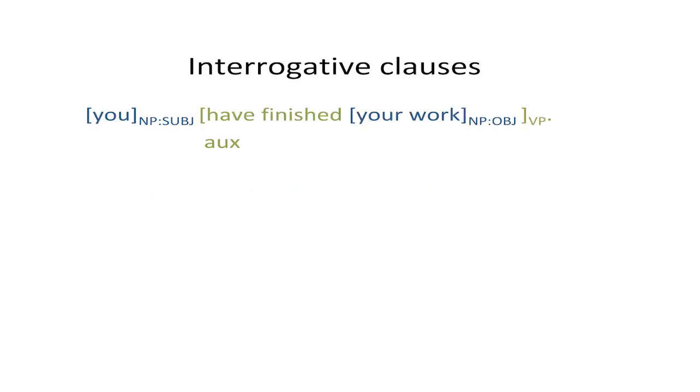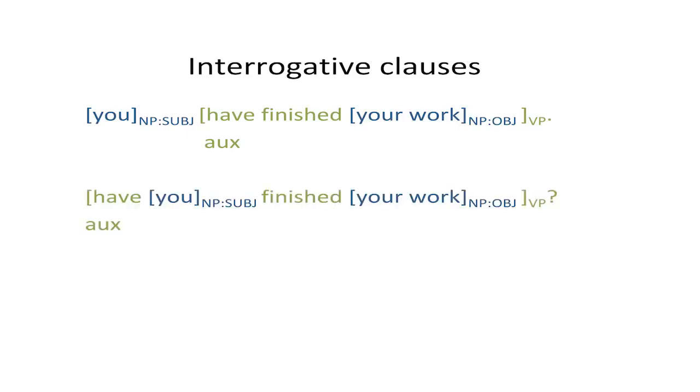In you have finished your work, the verb group is have finished, and have is the first auxiliary. From this, we get the interrogative, have you finished your work? Where again, the auxiliary has been moved to the position in front of the subject. The exact structure of an interrogative clause depends on what type of question is being asked. We'll look at yes-no questions first, because they're more straightforward.